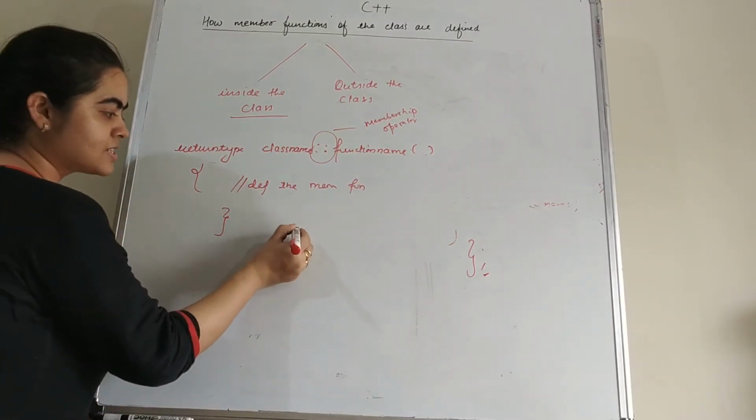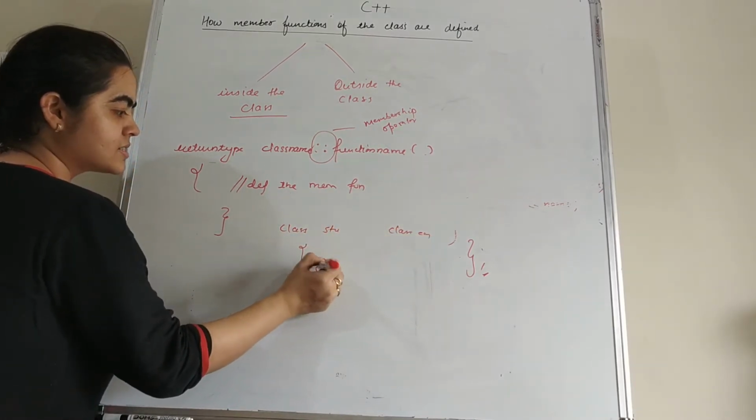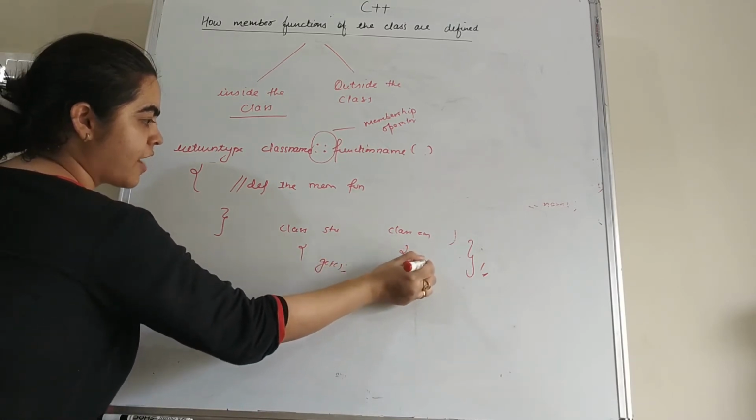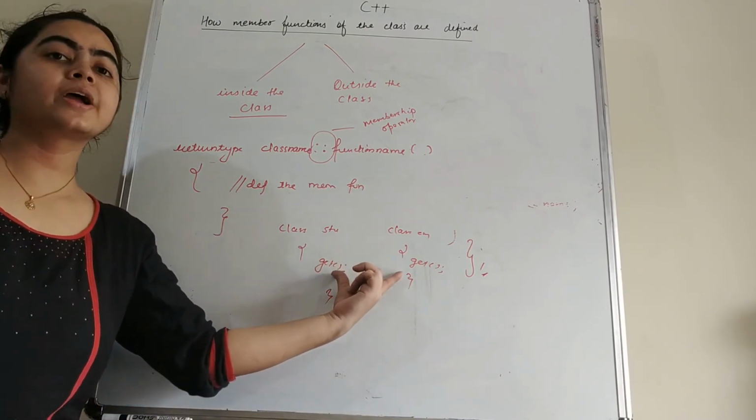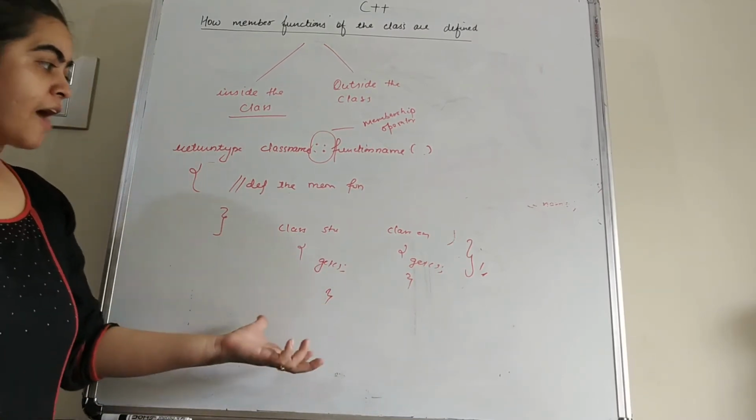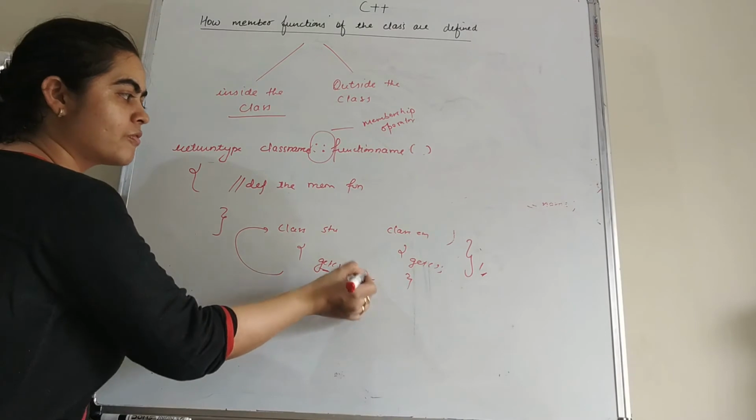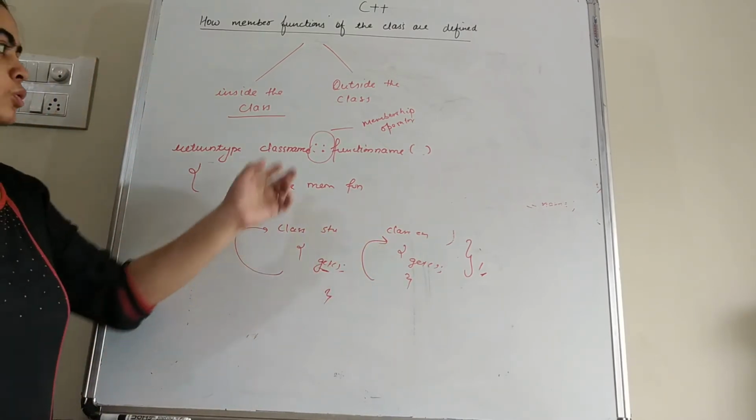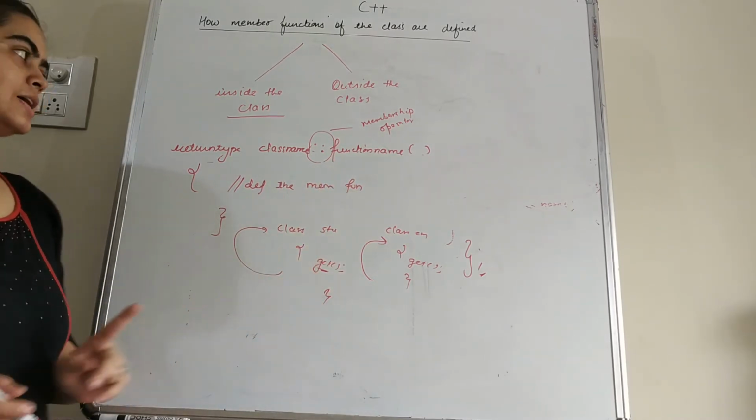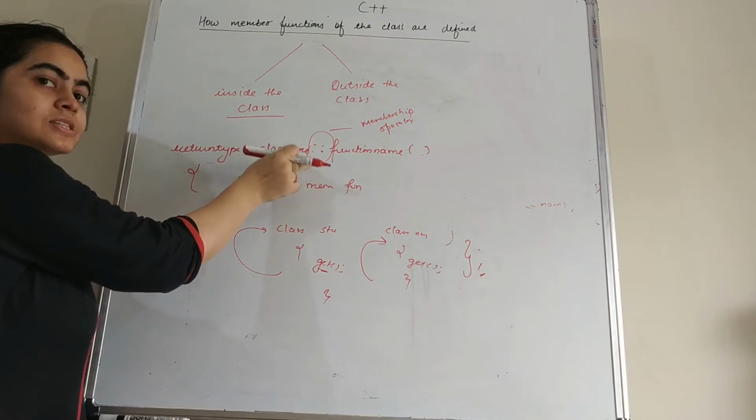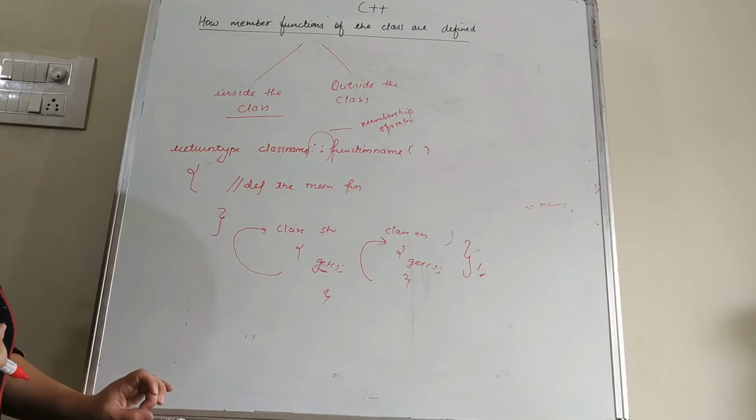Suppose we have two classes, one class with the name student and another class with the name employee, and both classes have the get function. So here again we have a function, that is the get function. In order to distinguish these two get functions outside the class, we have to tell the compiler whether this get function belongs to the student class or to the employee class. So this membership operator will tell which class this get function belongs to. So this membership operator is compulsory if you are defining the member functions outside the class.